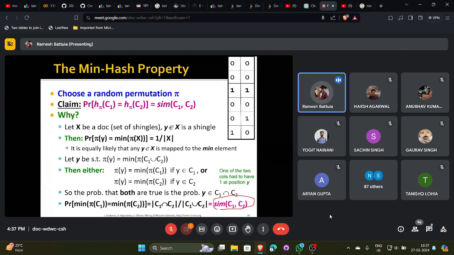That is what we are proving. This particular probability is equal to sim of C1 C2. The proof we are providing here is for everyone to understand. So the probability that min pi of C1 equals min pi of C2 is equal to the similarity of C1 C2.